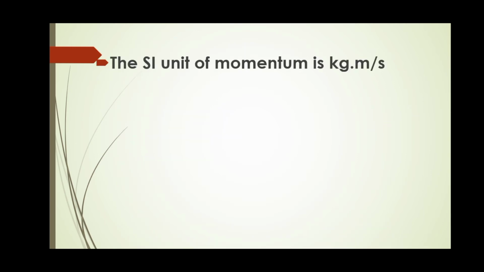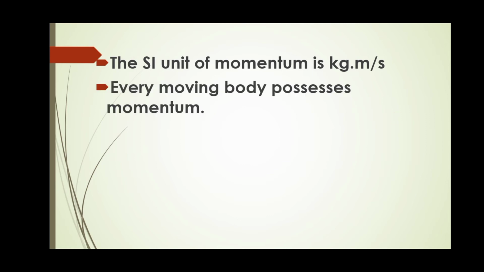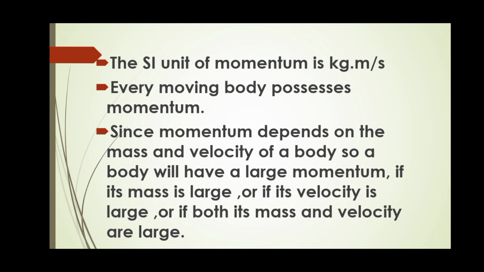The SI unit of momentum is kilogram meter per second. Every moving body possesses momentum. Since momentum depends on the mass and velocity of a body, a body will have a larger momentum if its mass is large, or if its velocity is large, or if both its mass and velocity are large.